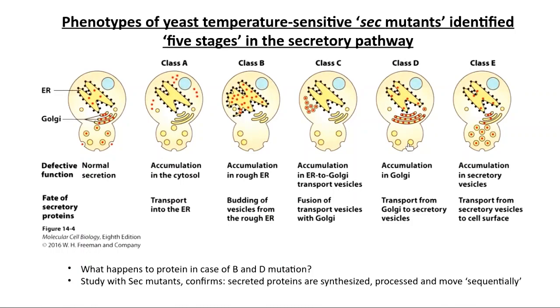Remember, it's a stepwise process. A to B, B to C, C to D, D to E. If something happens at the B, it won't even go to D, right? So that means if it is a double mutant, let's say B or D, at the first mutation point the proteins will get accumulated. If it is a B and E mutant, then obviously the proteins will remain accumulated in the ER. If it is A and C mutant, the proteins will remain in the cytosol. Okay. So study with sec mutants confirms secreted proteins are synthesized, processed, and move sequentially.